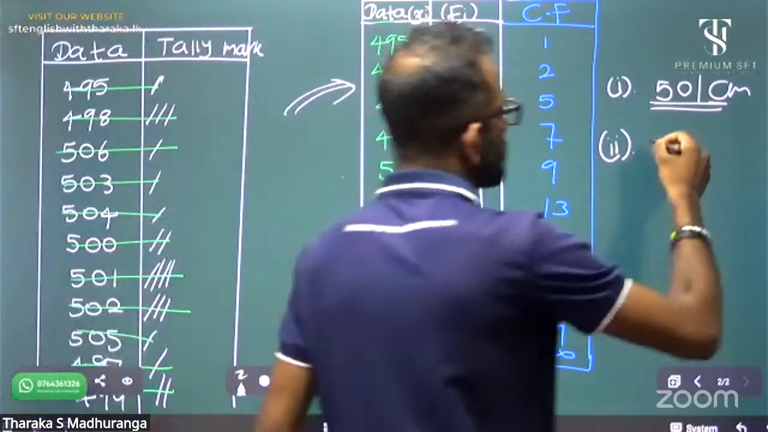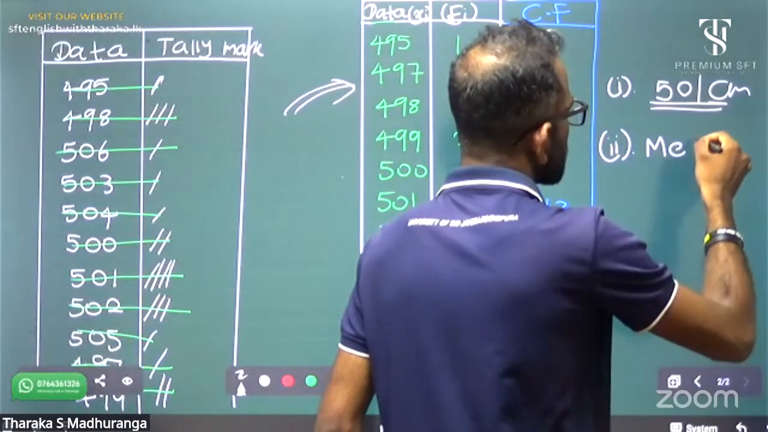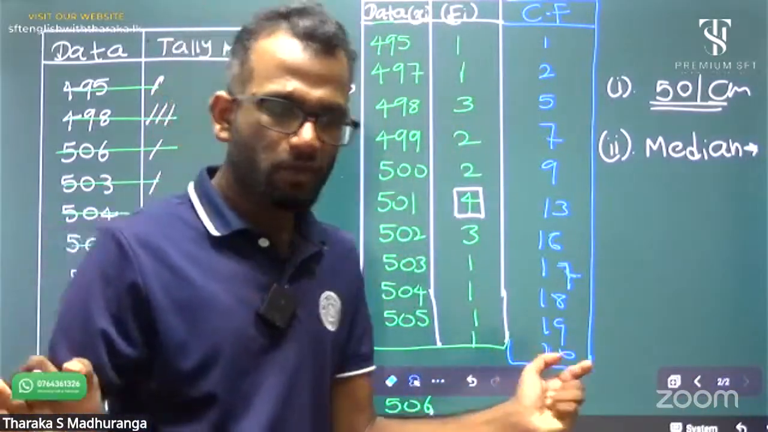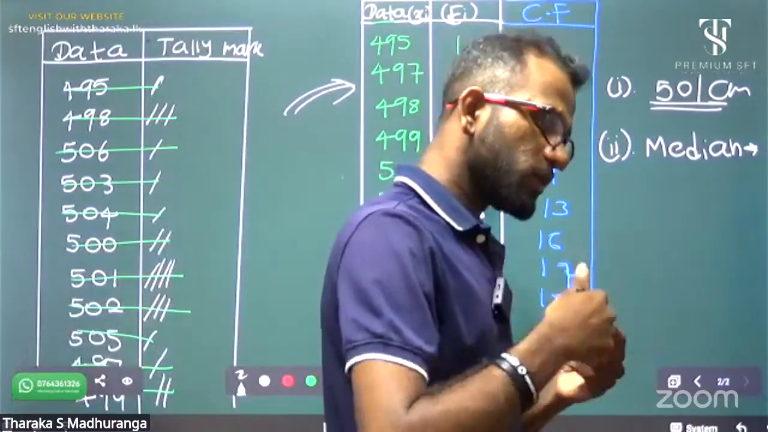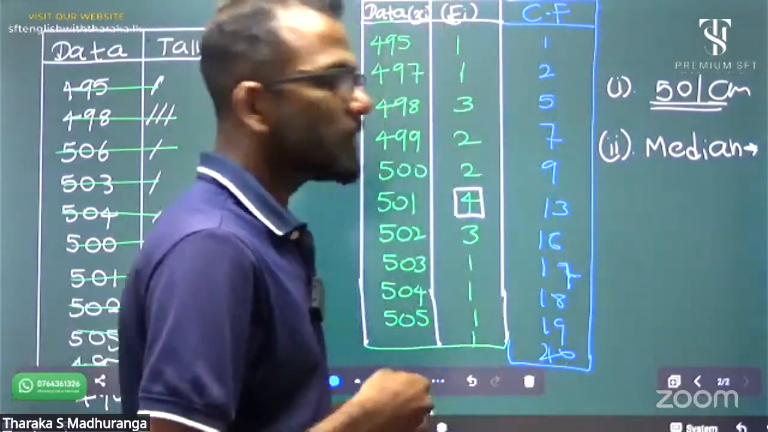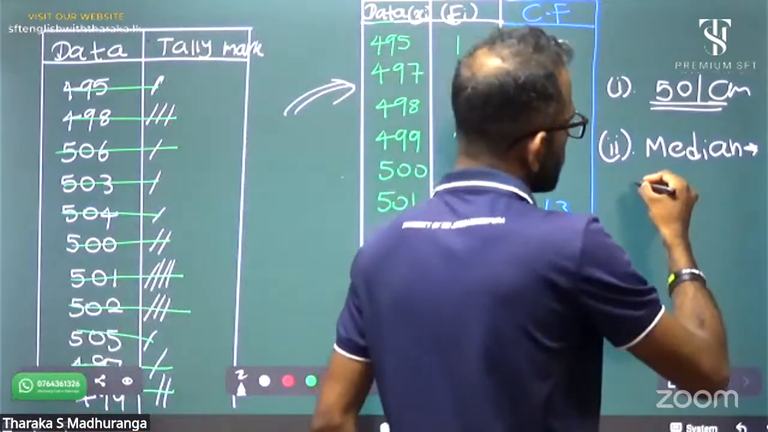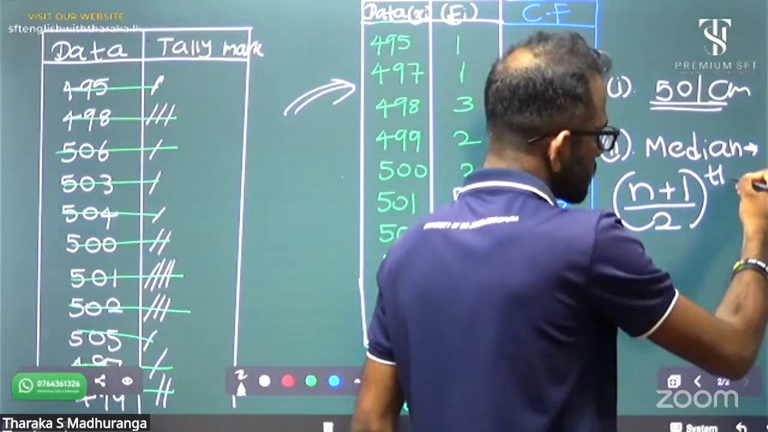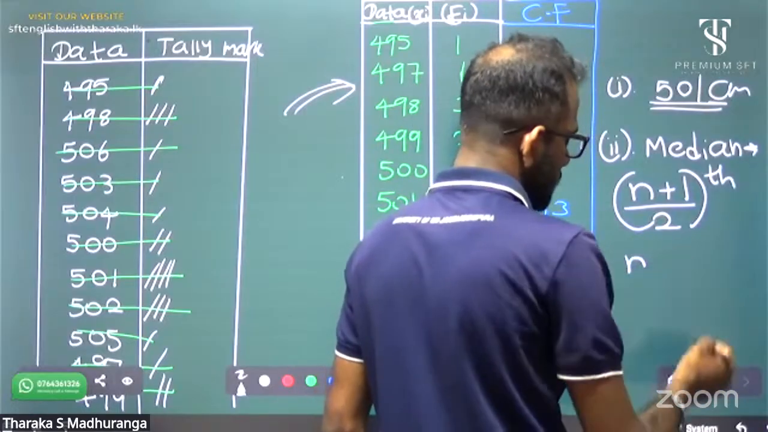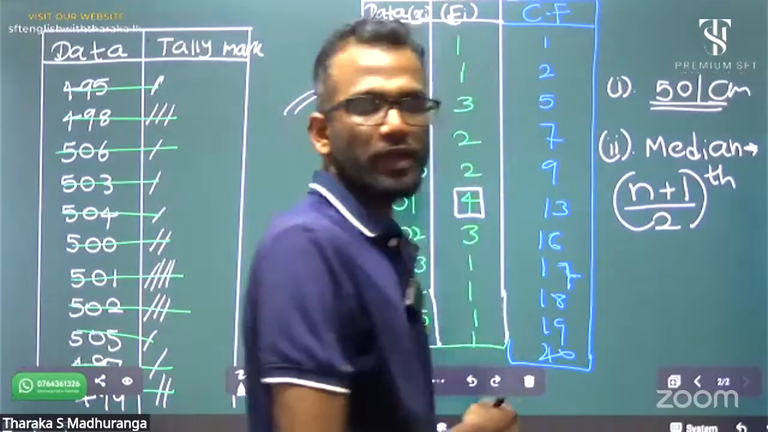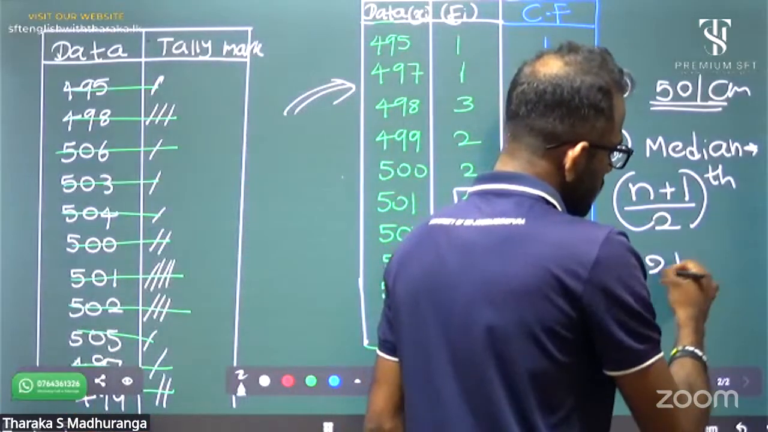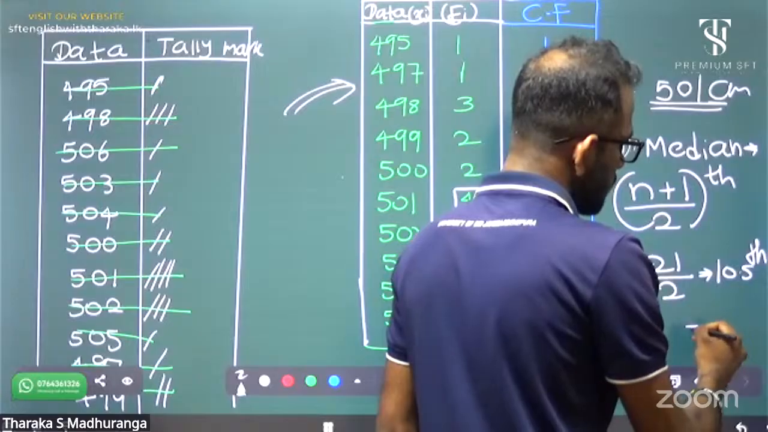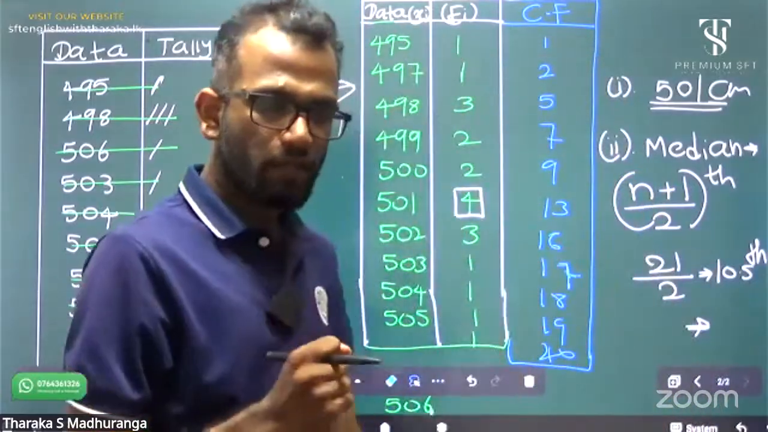The second part, what's the median? What's the median definition? The mid value of the distribution. After you prepare the data in ascending order, the middle value of the distribution we call the median. How to calculate this median? The equation is n plus 1 over 2. N plus 1 means 20 plus 1, 21. 21 over 2 means the 10.5th value, that means the value between the 10th value and the 11th value.